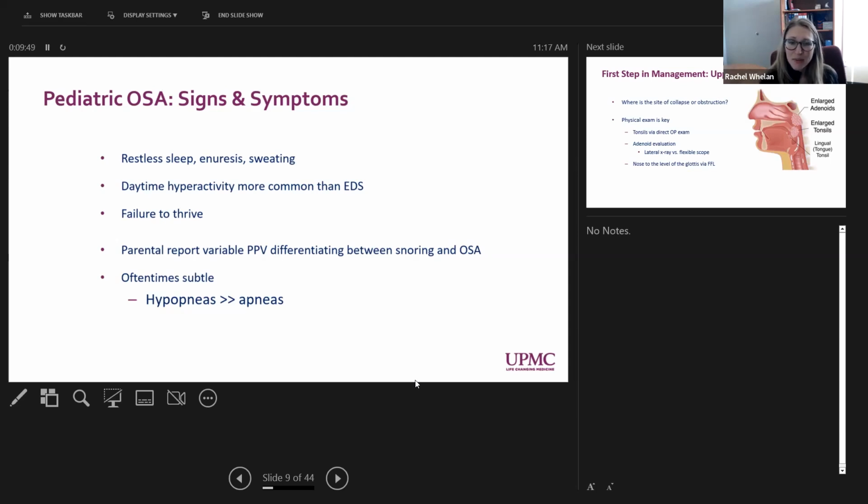In children, that makes sense, right? Because we know that from a PSG standpoint, a lot of times these events are more subtle. They're more hypopnea driven rather than apnea driven. So it's not surprising that families have a more difficult time differentiating snoring versus obstruction.